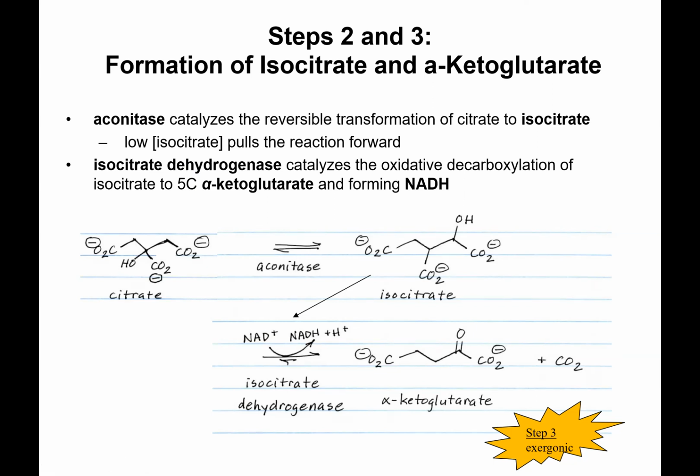This is something we've seen before. This is an oxidative decarboxylation. And we're taking isocitrate and converting it to a 5-carbon alpha-ketoglutarate. If we wanted to analyze the oxidation, we notice that this OH group here on isocitrate is getting oxidized to a carbonyl group right here. And that supplies the electrons for the reduction of NAD+, and in the process, we're losing a molecule of CO2.